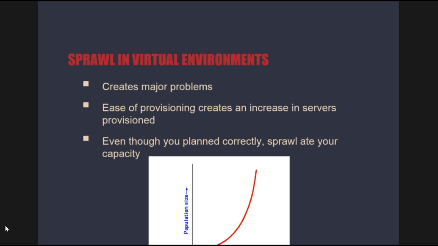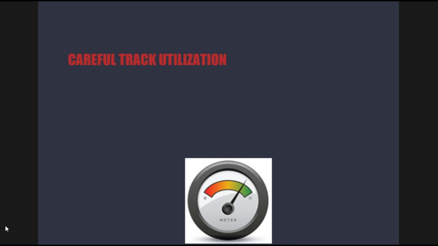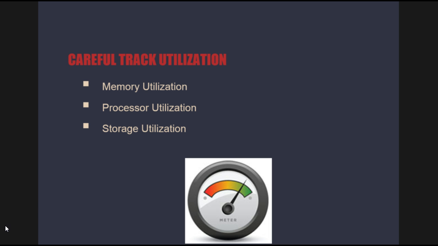Sprawl is a major problem in virtual environments and necessitates a very active approach to capacity management. In a virtual environment, it's fairly simple to provision new servers for each and every request. Even if you did your capacity planning properly at the onset, you can quickly find that your valuable resources are all but consumed. For your virtual environment, you should be tracking the capacity and usage of memory, processor, and storage. A good rule of thumb is that if you see consistent spikes of over 75% utilization in any of these areas, you need to be planning to scale your capacity.